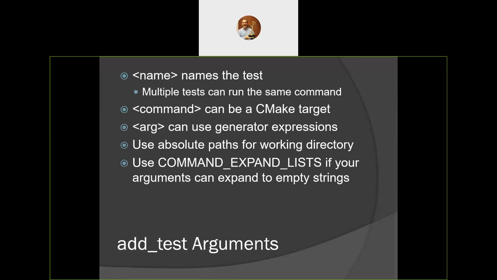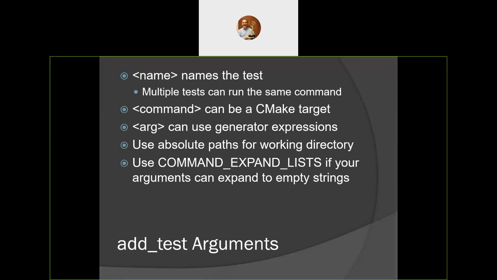Now the command line arguments can use generator expressions. So you can use special arguments, for instance, if it's a debug configuration only. And command expand lists is an option that you want to use with add_test if for any reason one of your generator expressions could result in an empty string. Because in that case, you don't want to pass an empty command line argument if your generator expression results in an empty string. You just want to have that argument essentially omitted. So you use command expand lists if that is the case.